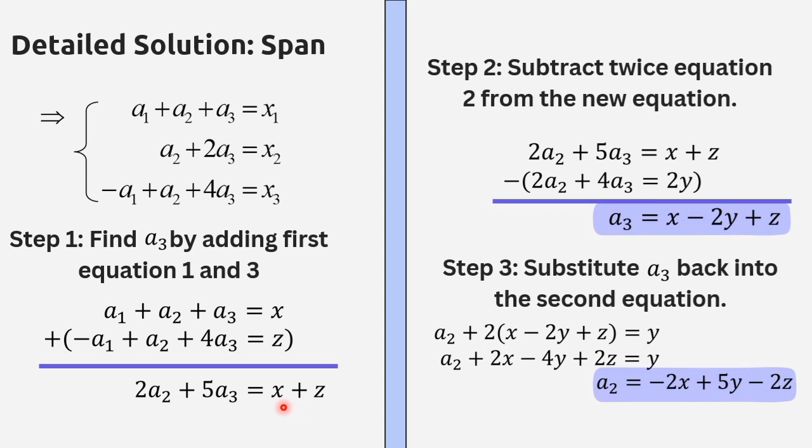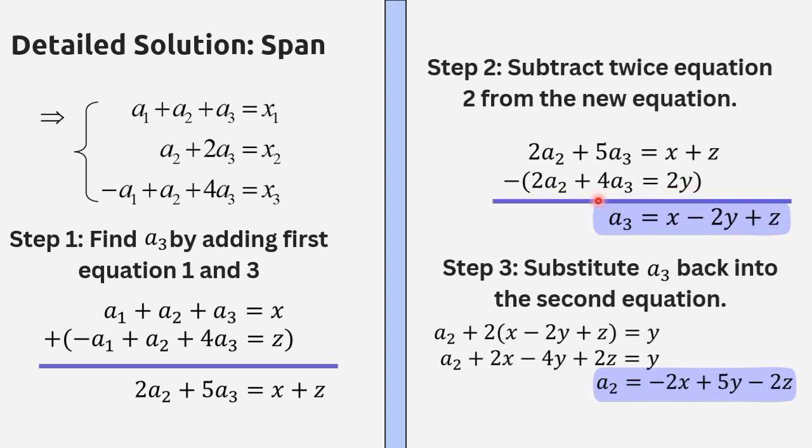Now our second step: we have to subtract twice equation 2 from the new equation. So we have here the equation that we got from the first step. And here is an equation from our second equation, which we multiply by two. So 2 times a sub 2, we have 2a sub 2. 2 times 2a sub 3, that is 4a sub 3. And 2 times x sub 2, which is equal to y, we change it to y. We have now 2y.